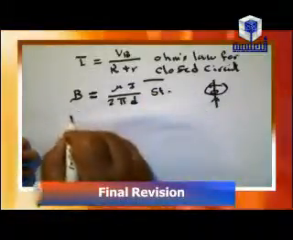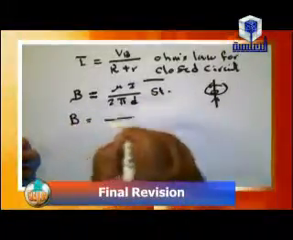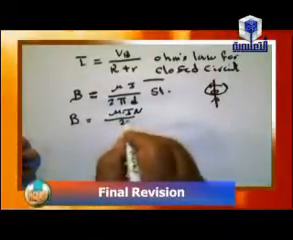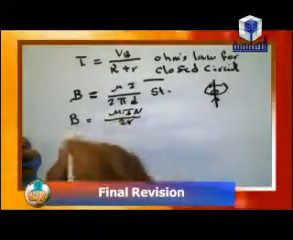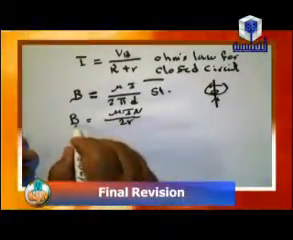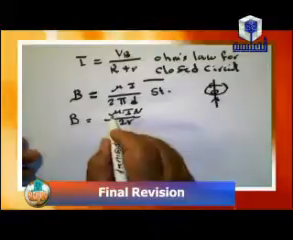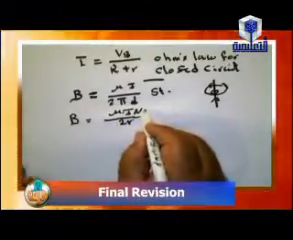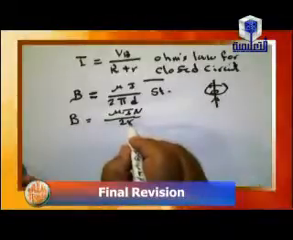Next law: B equals mu I N over 2R. This is the law to find the magnetic flux density at the center of a circular coil. Mu is called the magnetic permeability. I represents current intensity, N the number of turns, and R the radius.